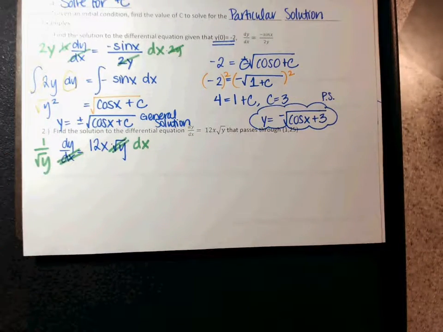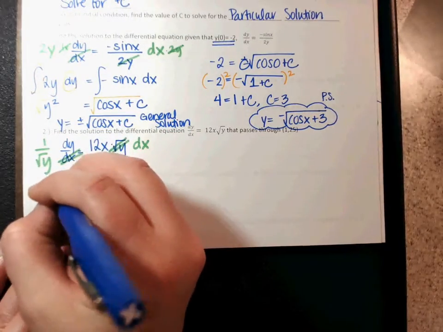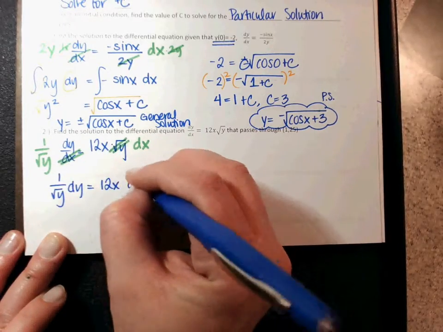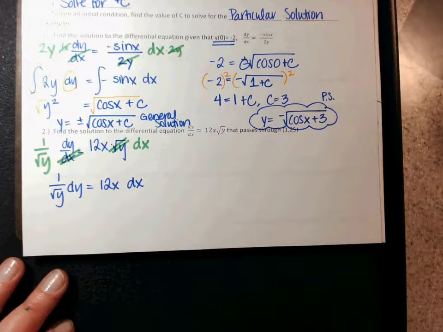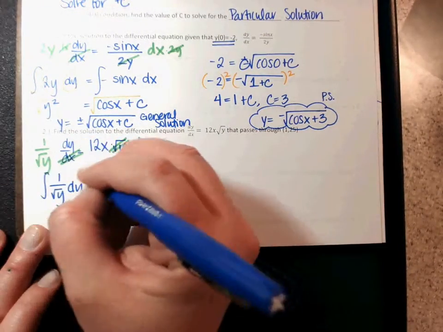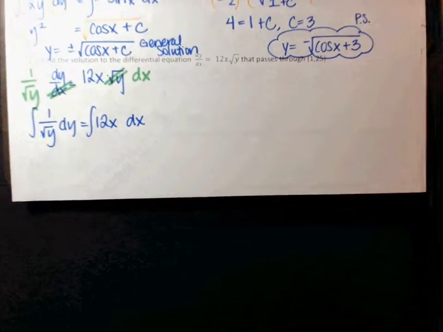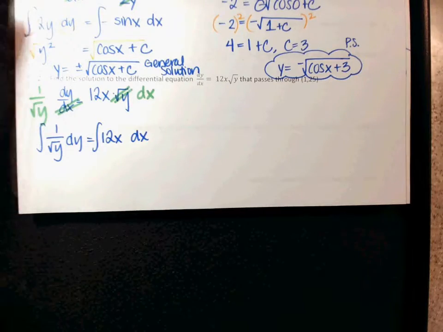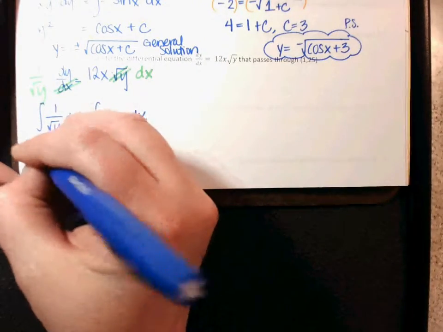So I have this now. 1 over square root y dy, and 12x dx. And then from there, I place my integral on both sides, and we're going to do our antiderivative. Now, before I integrate that left side, I'm going to rewrite it. If it's 1 over square root y, what is that the same as? Good. Y to the negative 1/2.